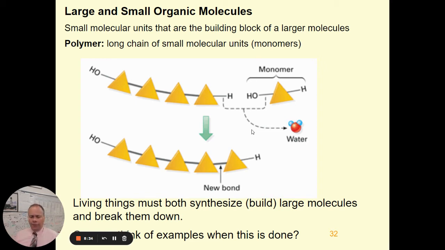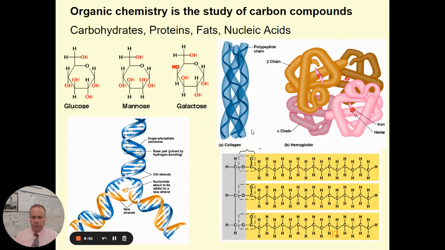And many of these molecules that are important in living things are large molecules. We call them polymers. But they're made of simpler, smaller molecules that we call monomers. Okay? And so in living organisms, sometimes monomers need to be combined to form larger molecules. We call that synthesis, building a larger molecule. Other times, a large molecule needs to be broken down into smaller molecules. We call that digestion.